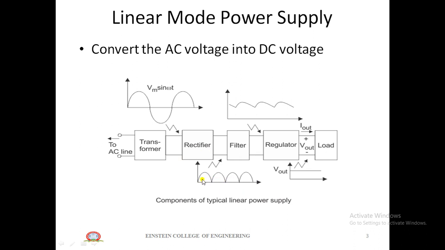The pulsating DC voltage will have ripples. It is removed by the filter circuit. The output is stabilized by the regulators. Thus, we get a constant regulated voltage to the load side. So here, the AC voltage is converted into a regulated DC voltage by a linear mode power supply.